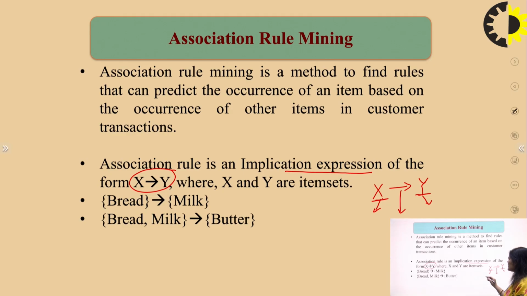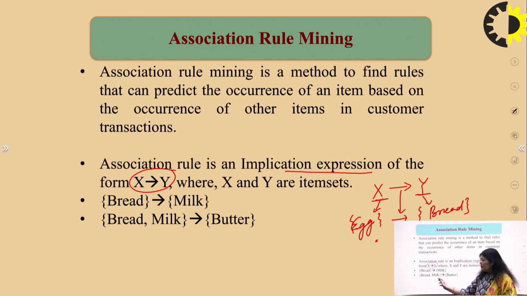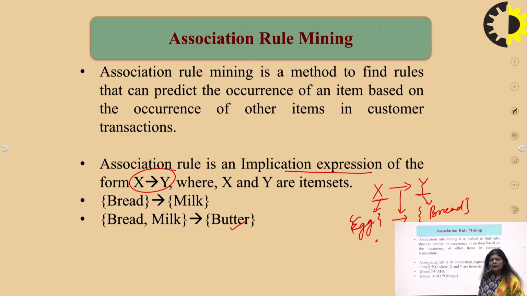For example, if X is egg, then whenever the user is purchasing egg, he is also purchasing, for example, bread. So this is one example of an association rule. Similarly, another association rule on the same data set could be: when bread and milk are purchased together, the user is always purchasing butter together with them. This way we are able to find out the association rules.